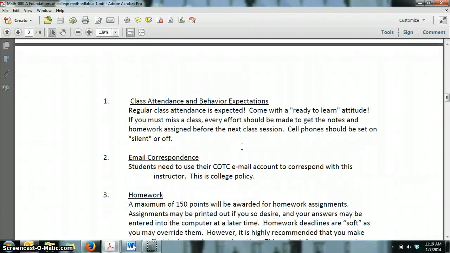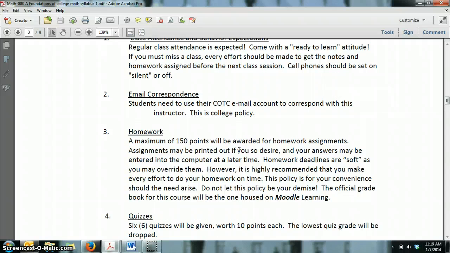Email correspondence, please use your COTC email. I can't talk to you about grades or anything else using anything but your COTC email. It's the law. So homework, we're going to have 15 homework assignments, each worth 10 points. So that's 150 points total.